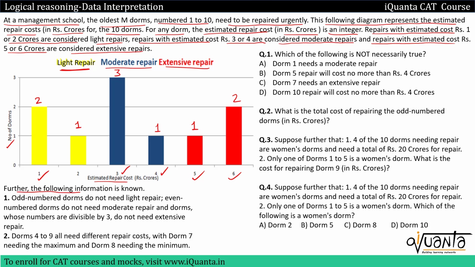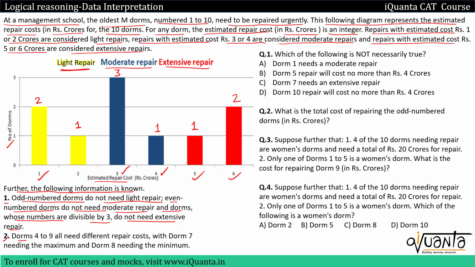After that, further the following information is known. First one is, odd numbered dorms do not need light repair, even numbered dorms do not need moderate repair, and dorms whose numbers are divisible by 3 do not need extensive repair. So this is basically the number of dorms, and according to the number of dorms we have been given what are the possible repairs for that dorm.